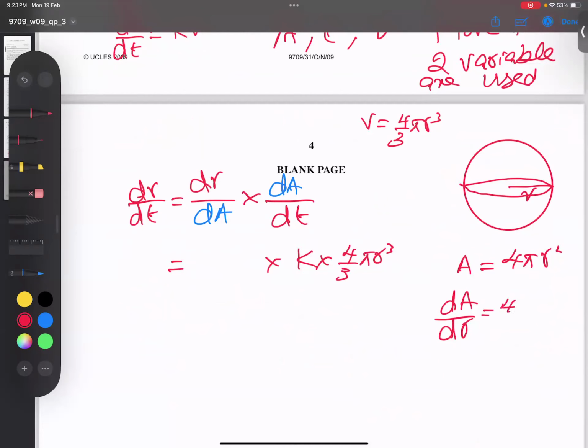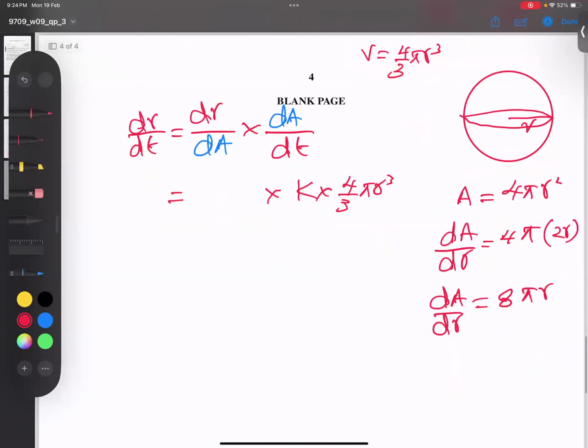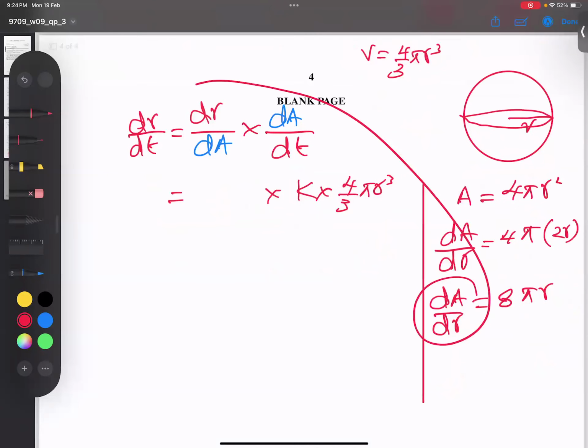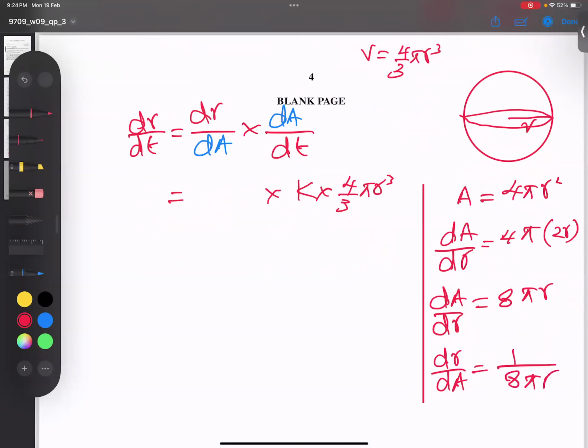So 4 pi untouched. What is the derivative of r squared? 2r. The power comes down and the power becomes 1 less. 8 pi r. This is the value of dA over dr. But I need the reciprocal. Look here, they are reciprocals. So if I flip it, dr by dA will give us 1 over 8 pi r. This value I'm going to plug in here. I believe now you are gradually understanding why I am replacing all these things. Up till here, clear.